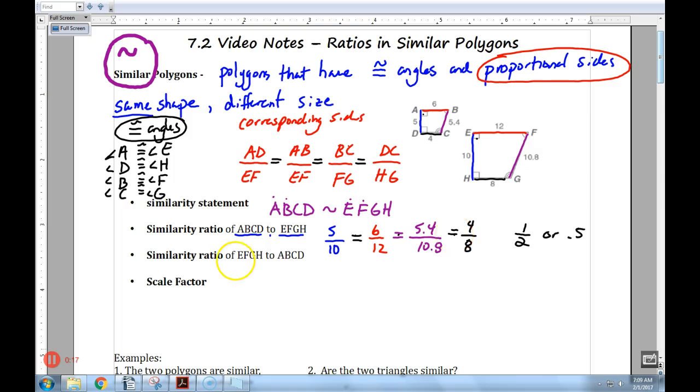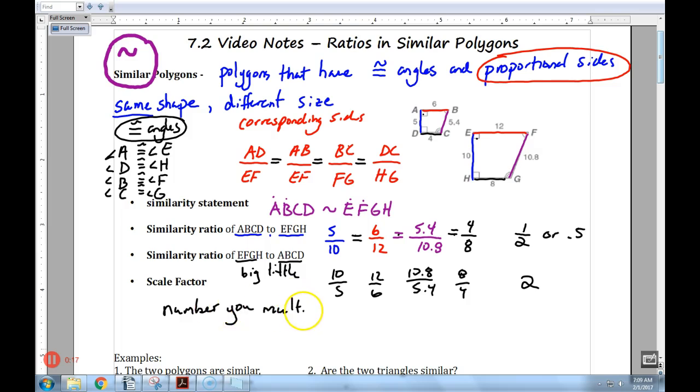Now, if they want the ratio from big to little, so this is from the big to the little shape, then I have to just reverse all those numbers. So I'd have 10 over 5, 12 over 6, 10.8 over 5.4, and 8 over 4. So that similarity ratio would be 2. So similarity ratios just depend on which order they ask. Do they want from small to big or big to small? Now scale factor is the number you multiply all dimensions by. So scale factor is pretty much the similarity ratio, but going from big to little. Okay, so 2 would be the scale factor here.